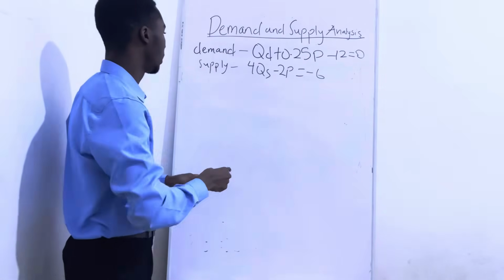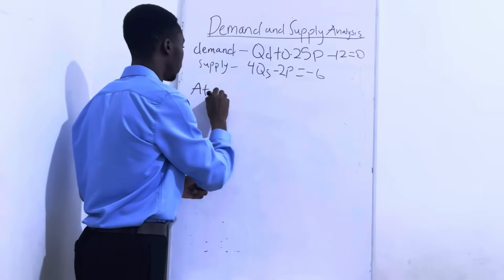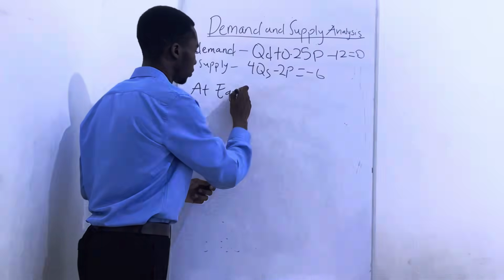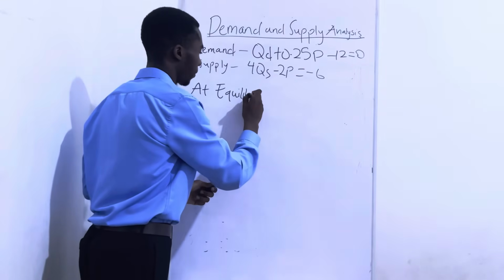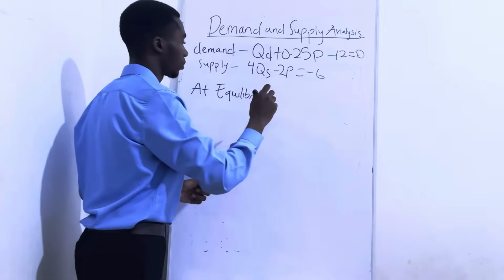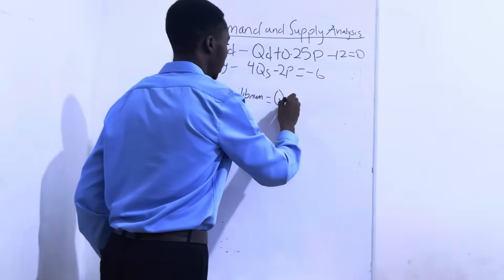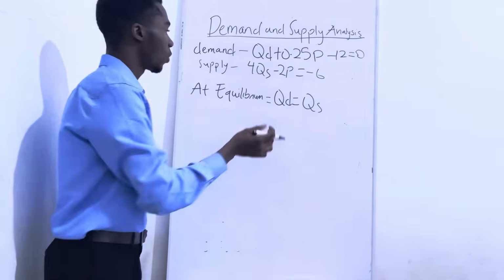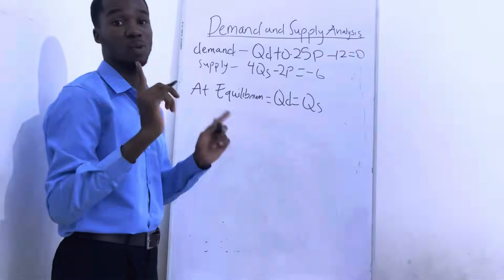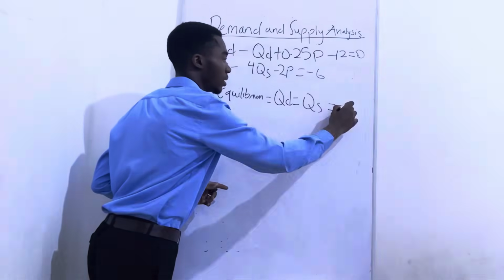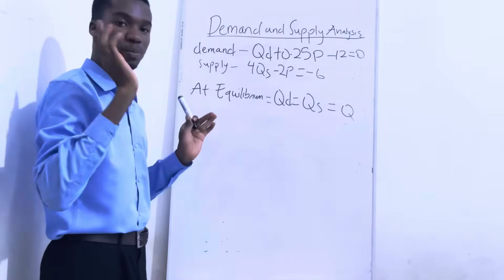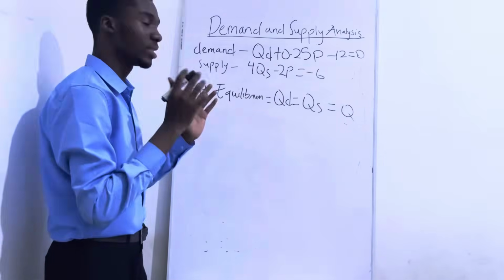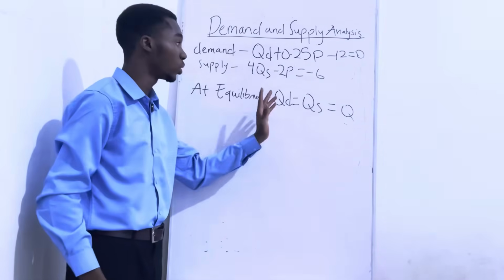So let me just write it here. So at equilibrium, the quantity demanded is equal to the quantity supplied. If the quantity demanded is equal to the quantity supplied, it means you are getting just one quantity. So it's also equal to the quantity. So please put this in your head. Always remember in exams everywhere, at equilibrium, quantity demanded is equal to the quantity supplied. It's also equal to the quantity.